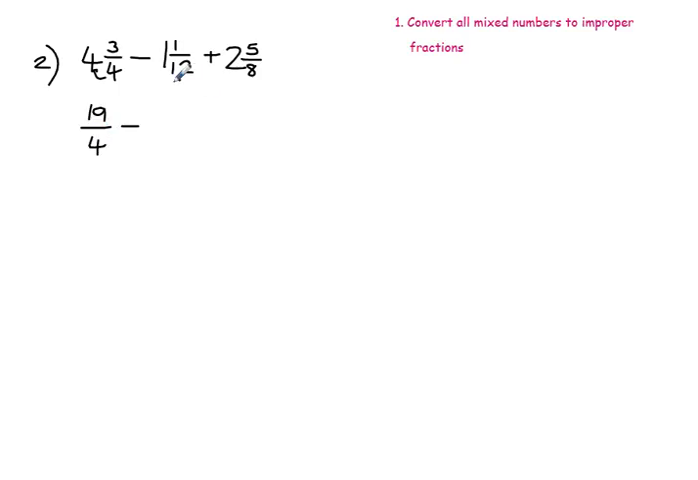minus 12 multiplied by 1 is 12 plus 1 is 13 twelfths plus 8 multiplied by 2 is 16 plus 5 is 21 over 8.